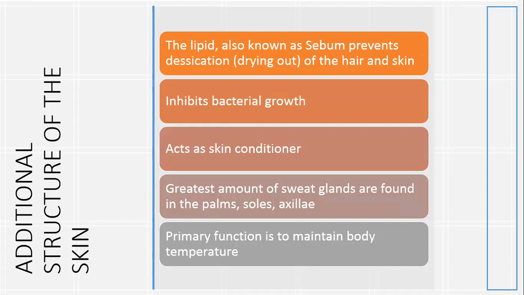The lipid, also known as sebum, prevents desiccation. Desiccation means drying out of the hair and the skin. It inhibits bacterial growth, and it also acts as a skin conditioner. So the greatest amount of sweat glands are found in the palms, the soles, and the axilla. And the primary function of these sweat glands is to maintain body temperature.